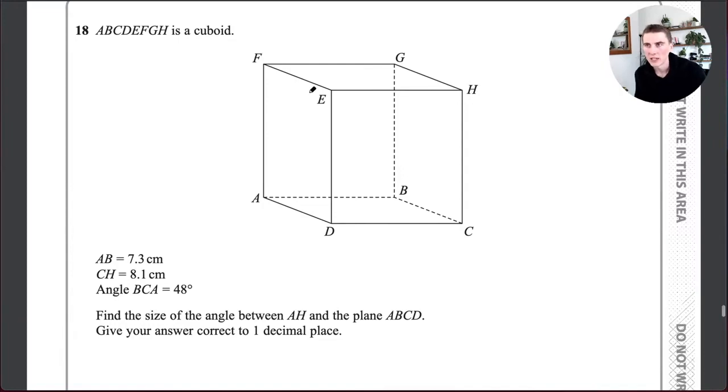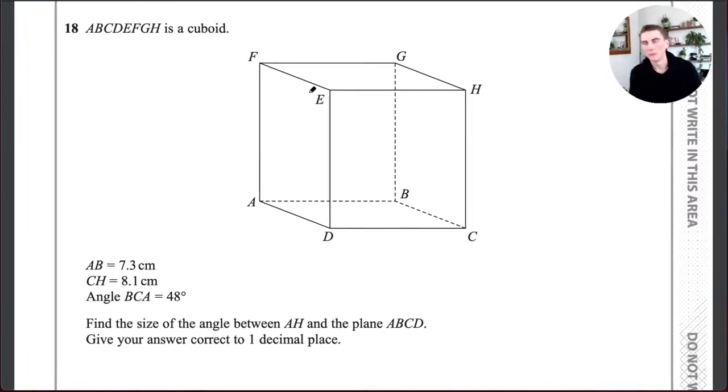All right, so we're getting to the end of the paper now. Only a few questions left. Getting quite tricky. This one here says that this thing is a cuboid. AB is this long, CH is this long, and so on. And we need to find the size of the angle between AH and the plane ABCD.